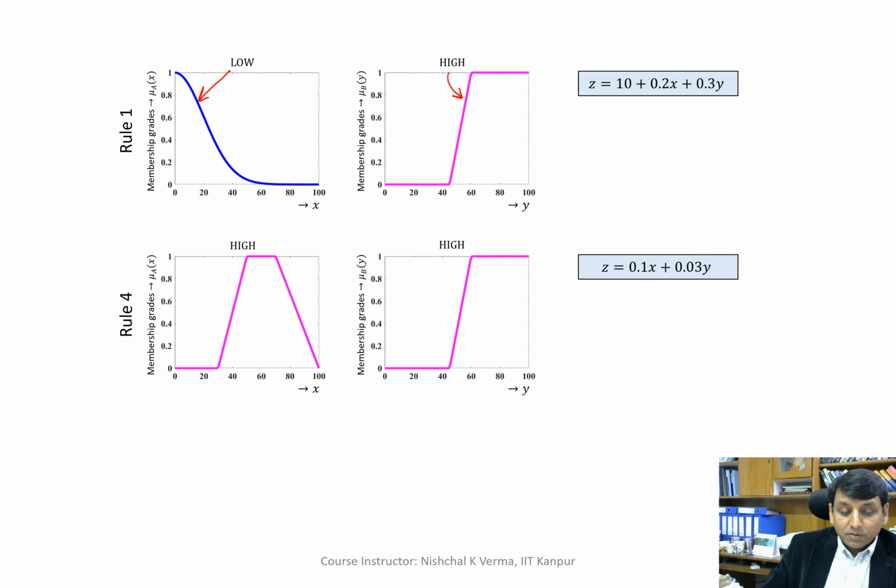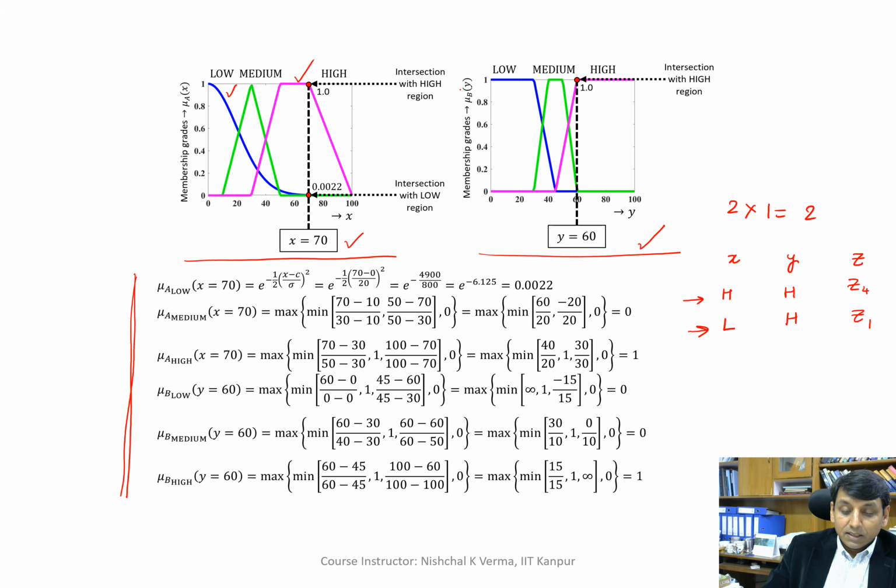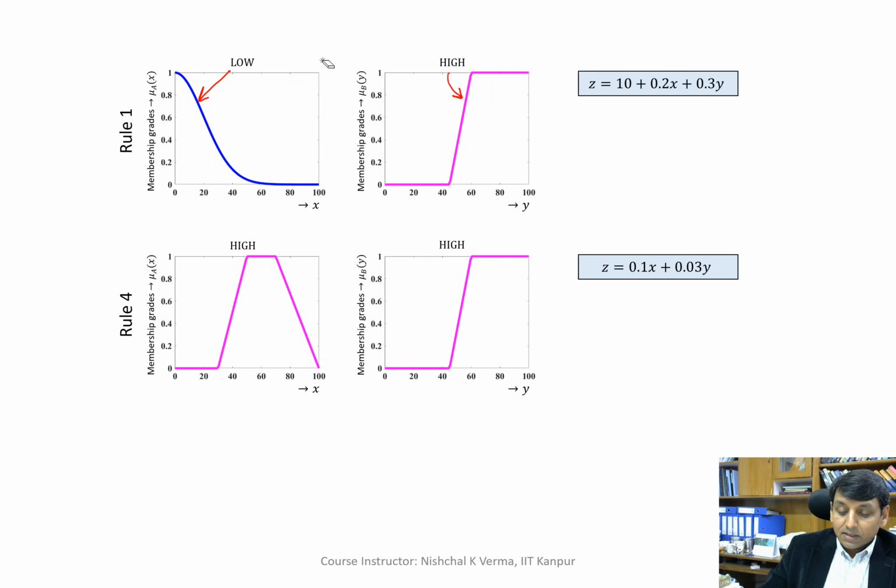In rule number 1, we have a low and high combination. In rule number 4, we have a high high combination. The membership function or the fuzzy set for high high we can obtain from here. If you have any doubt, it's shown here. The high is here. This is high. So this can be very easily plotted. Let us proceed with this.